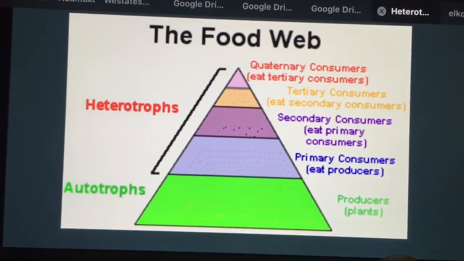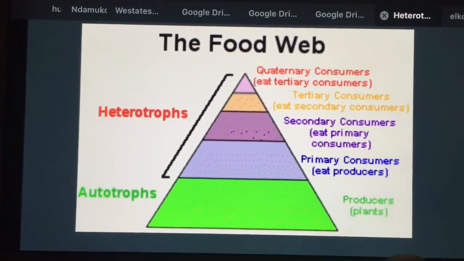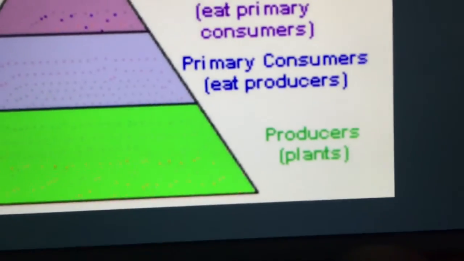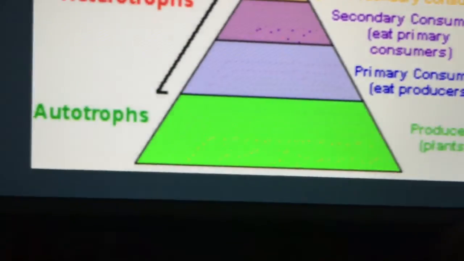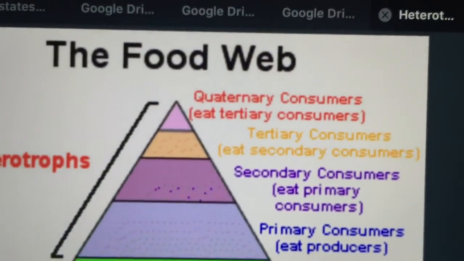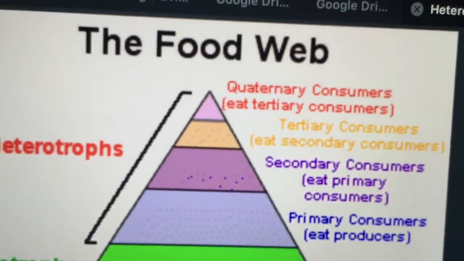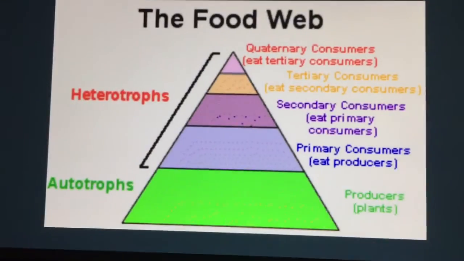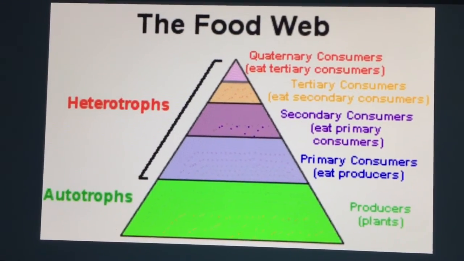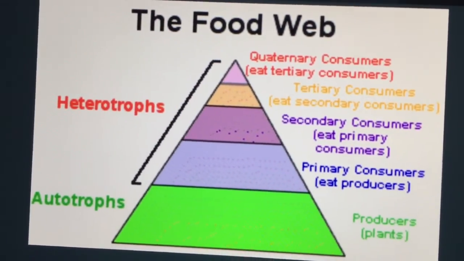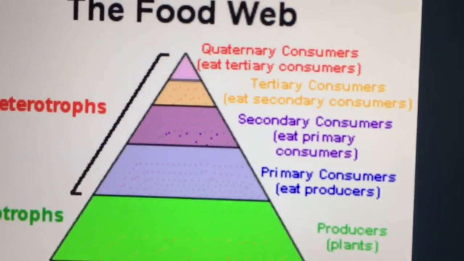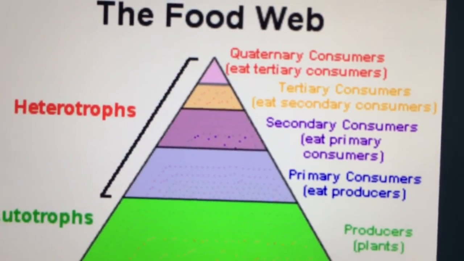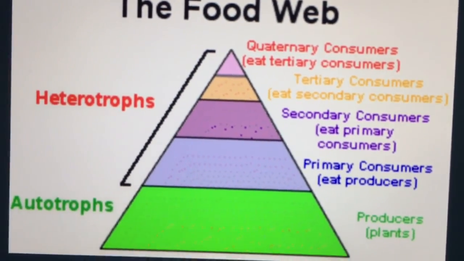Okay, so in the food pyramid, the very bottom starts with producers. Producers are organisms that convert sunlight into energy, also known as autotrophs. On top of that, we have primary consumers. These are organisms that eat producers, aka plants, and that's it. So omnivores, they get the most energy out of the triangle, the food pyramid.